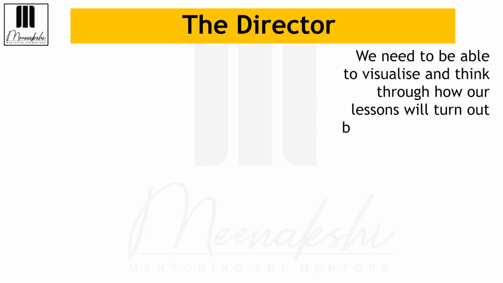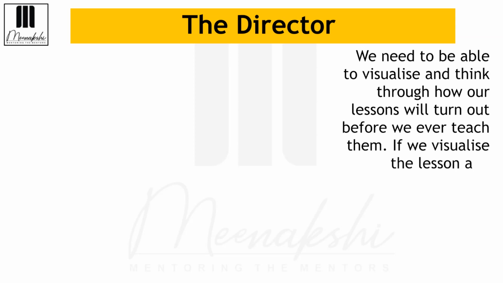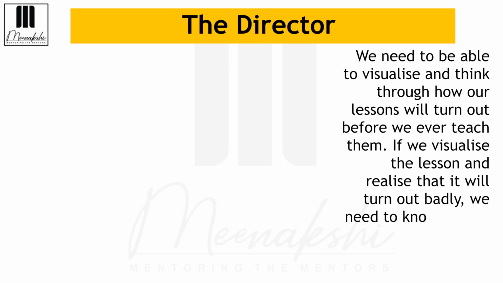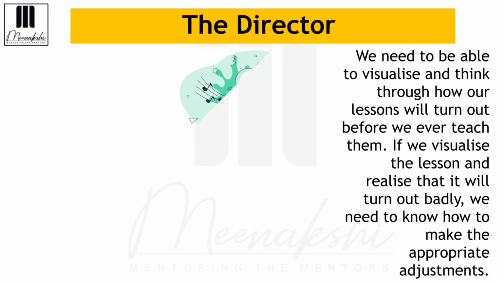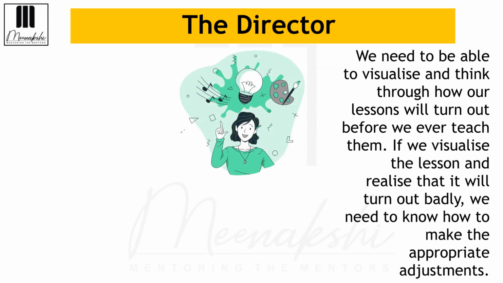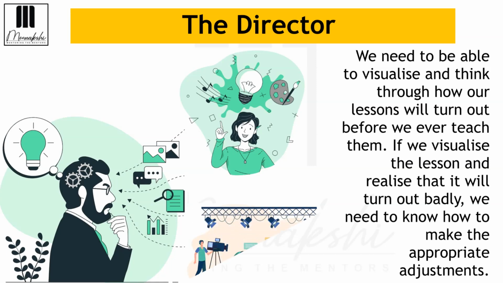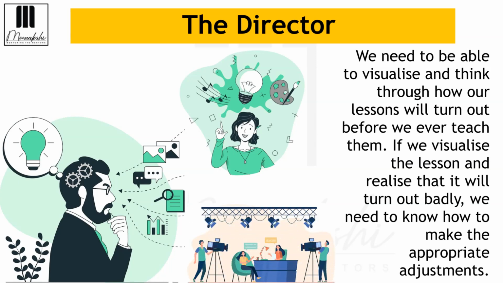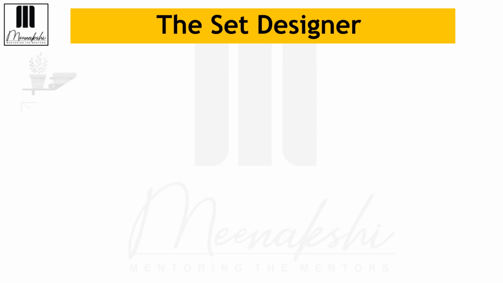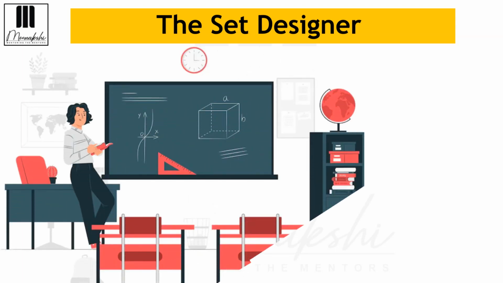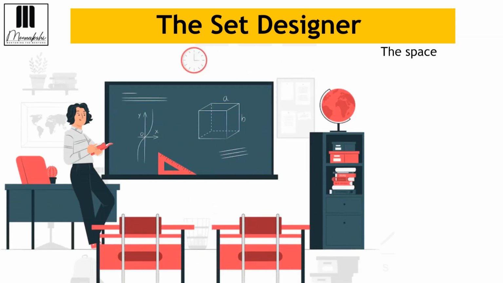We need to be able to visualize and think through how our lessons will turn out before we ever teach them. If we visualize the lesson and realize it may turn out badly, then we need to make appropriate changes. We need to tweak a little so that each and every child's requirements are considered, and each and every child will be able to achieve the learning outcomes.